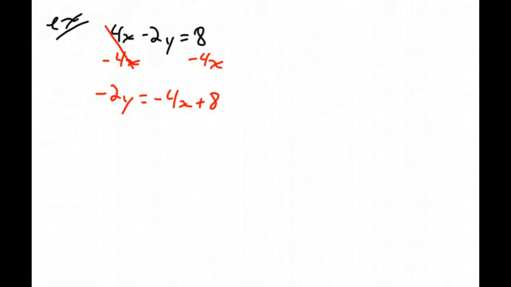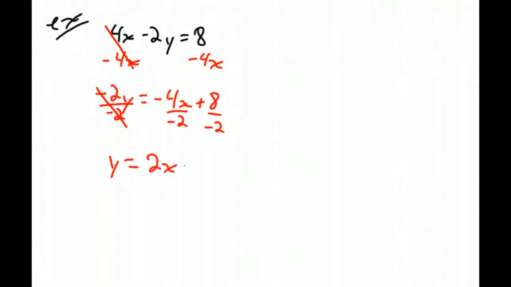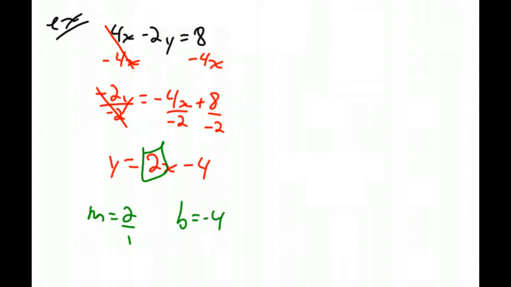And then I can divide both sides by negative 2 because I want to have a positive y. So if I divide everything by negative 2, that's 1. So I have y equals negative 4 divided by negative 2 is 2x. 8 divided by negative 2 is minus 4. I have an m, I have a b. I should be good to go on the graphing of this. So m is 2, and I'm going to put it over 1, since I know I'm going to have to do rise over run anyways. B is negative 4. So let's graph it.